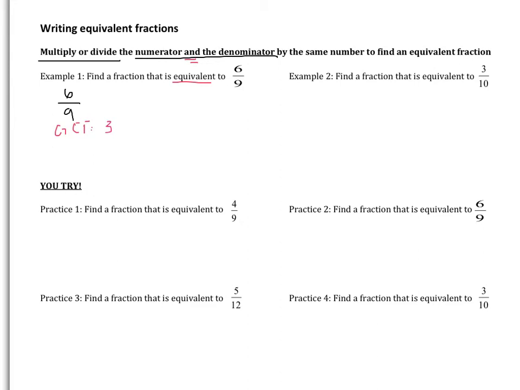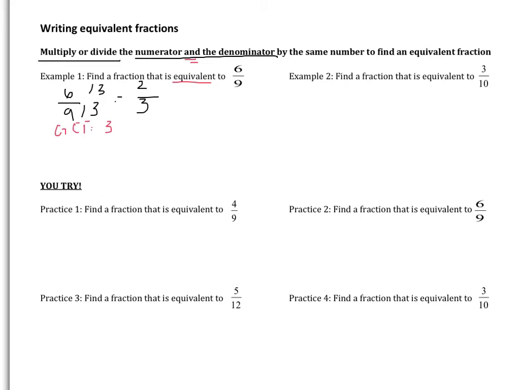So to find an equivalent fraction, what we can do is divide the numerator and the denominator by 3. So I'm going to divide the numerator and the denominator by 3, and my new fraction is 2/3. 2/3 is equal to 6/9. They're equivalent fractions. So that's how we can simplify a fraction.